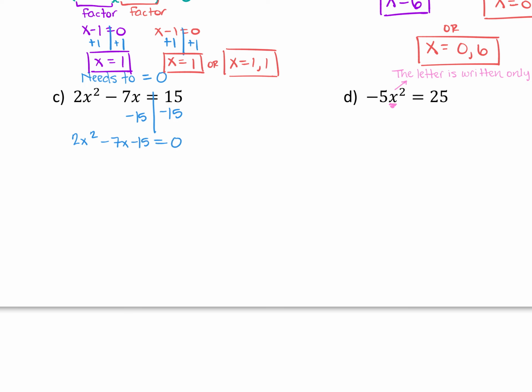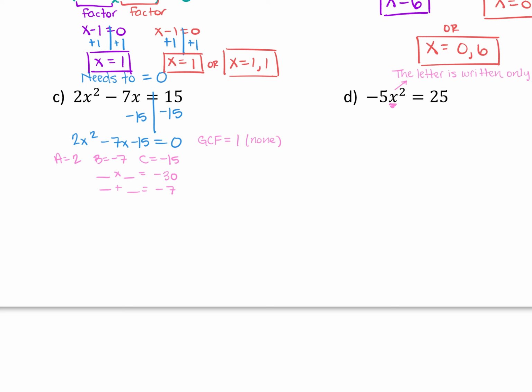Now that it's equal to 0, let's try factoring. The letter's written twice, so we can't do square roots. We have to go next to factoring. Check the GCF. The GCF between 2, negative 7, and negative 15 is a 1, so there's really nothing that we do. Go straight into identifying your A is 2, B is negative 7, C is negative 15. And we need to find two numbers that multiply to 2 times negative 15, that's negative 30, but add to our B, which is a negative 7.